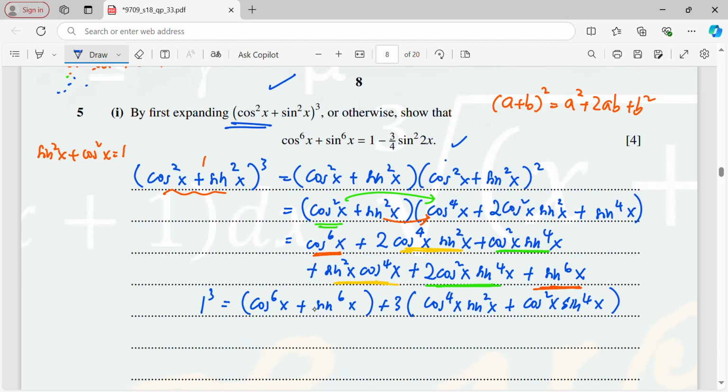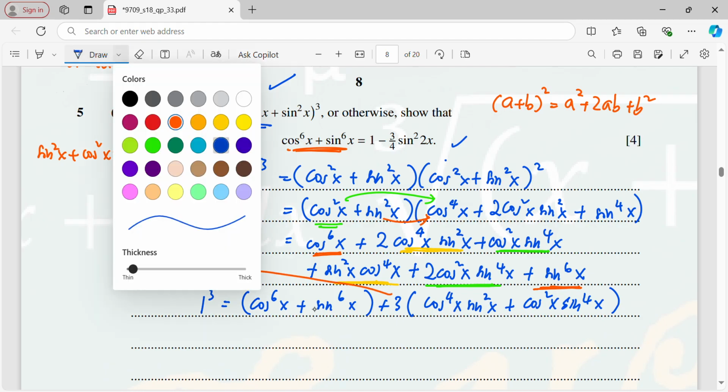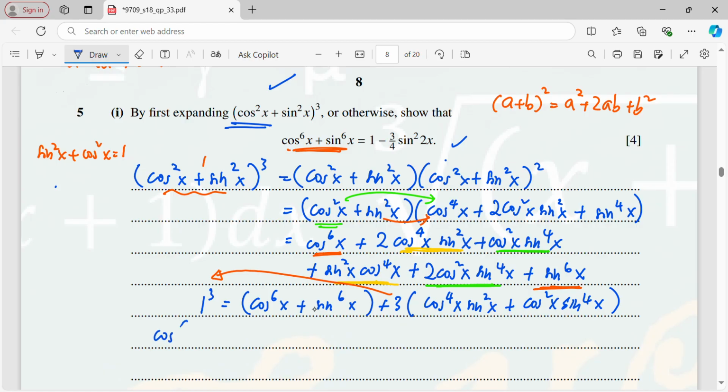Now, when you look at the question over here, we need to prove cos degree 6x plus sine degree 6x. That means now I will make these two terms the subject, which means I will move this 1 cube to the left side. Or probably I will just keep the cos degree 6x plus sine degree 6x on one side, and then this plus 3 together with the bracket will be moved to the other side. Then from here you will be getting cos degree 6x plus sine degree 6x. 1 cube is 1, so minus 3. Then I rewrite the rest.